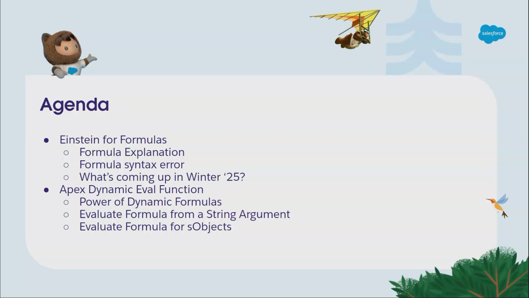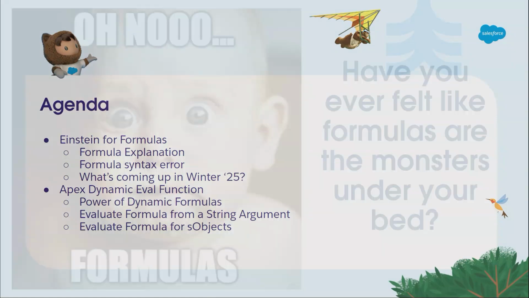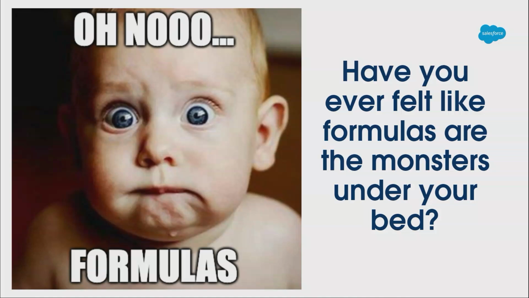And about the agenda, we're going to have two blocks. In the first one, we're going to cover Einstein for formulas. We're going to explore the new things that you can do with Einstein in formulas, and we'll also cover what is ahead of us. In the second part, we're going to cover Apex dynamic formulas and the power of that, how you can use it, and how easy it actually is. Perfect. With that, let's get started.